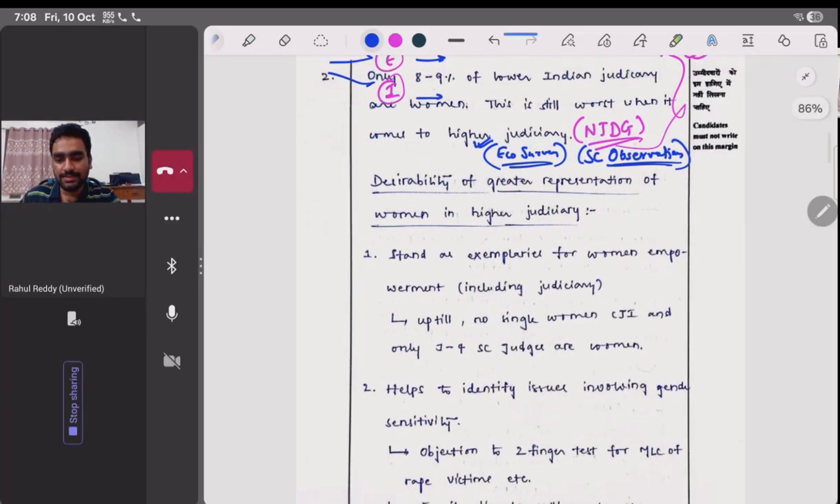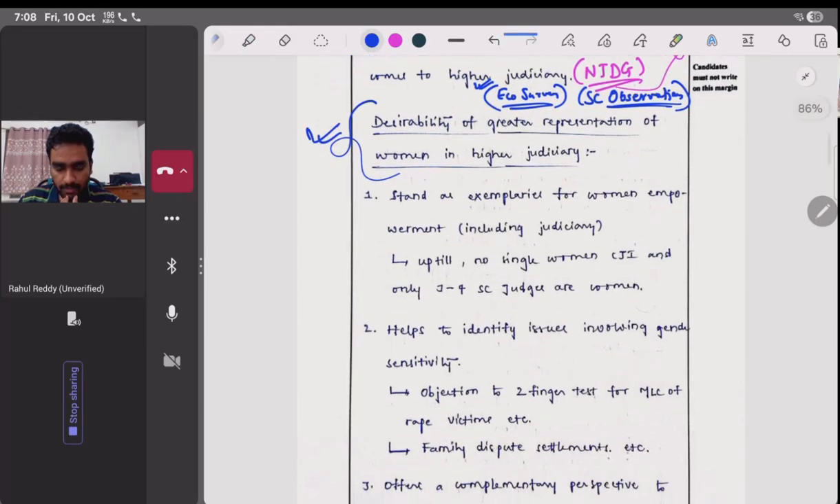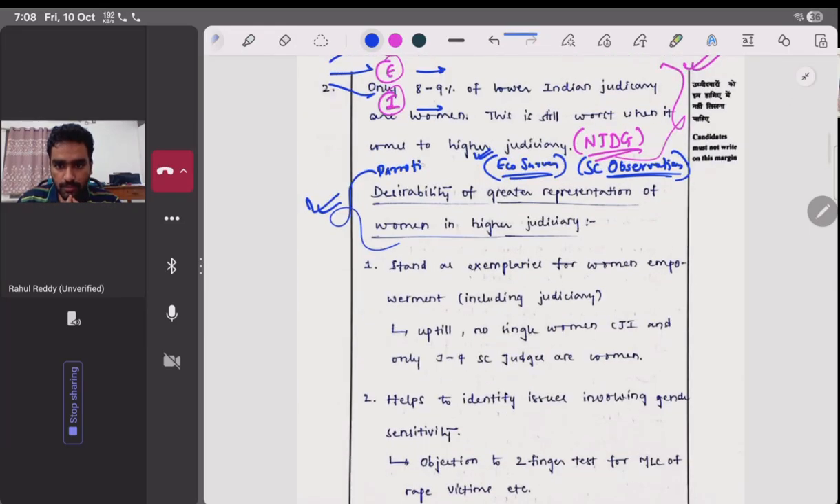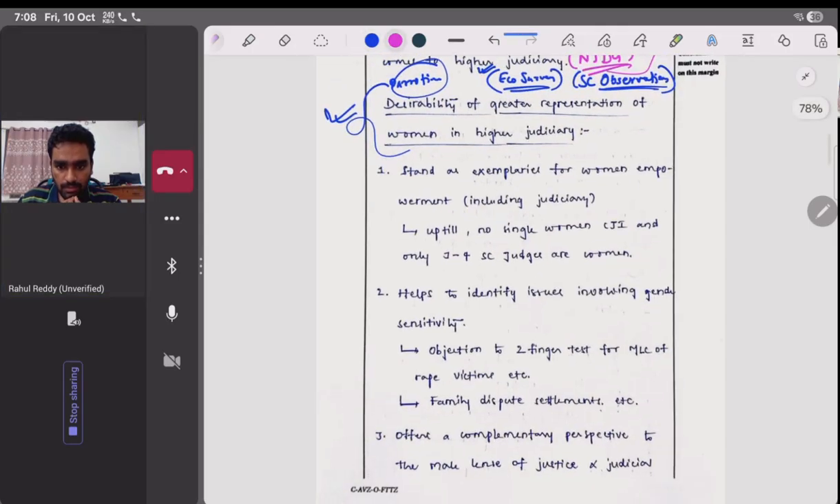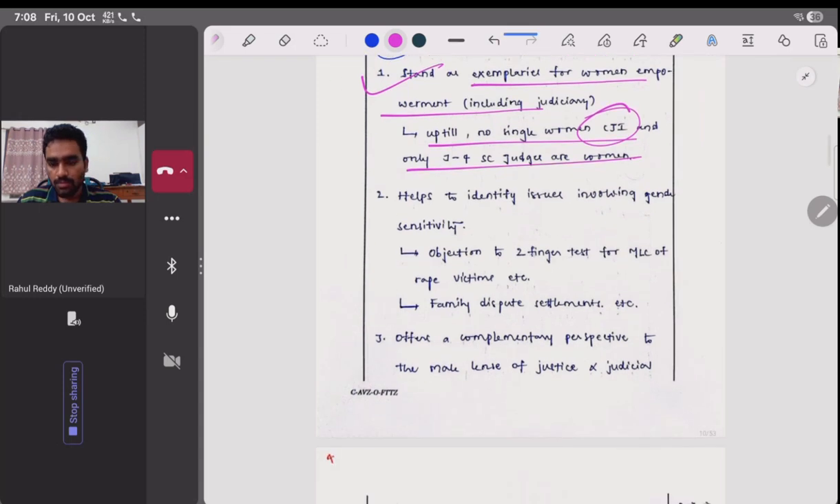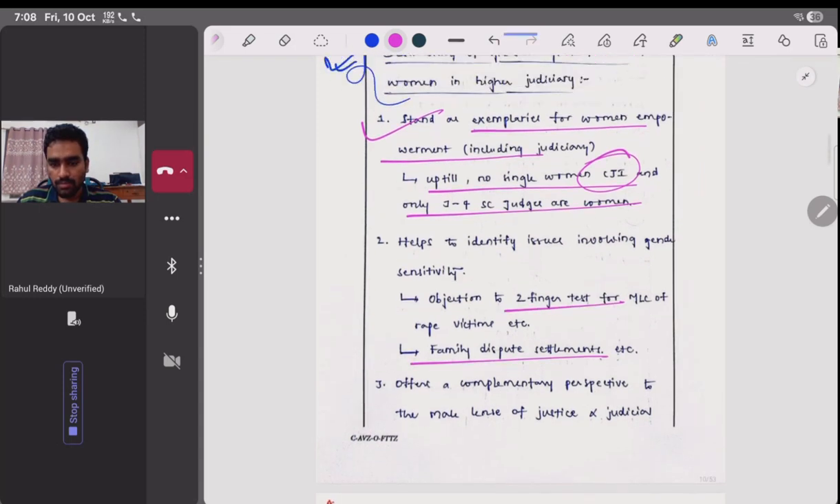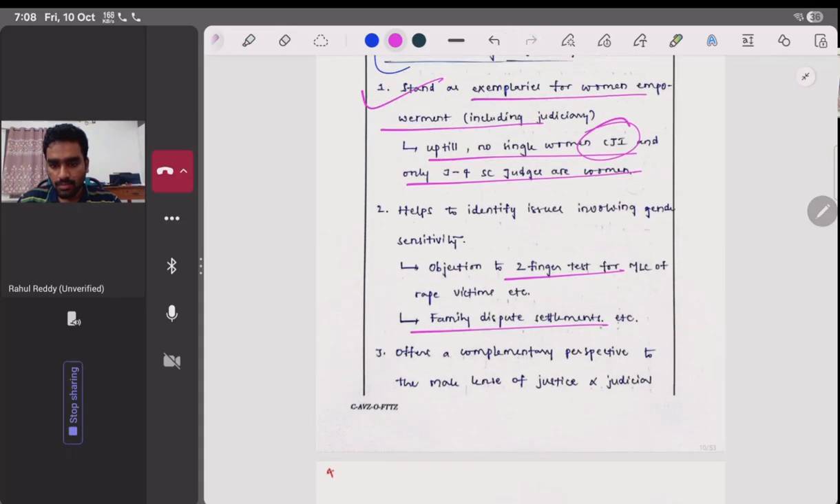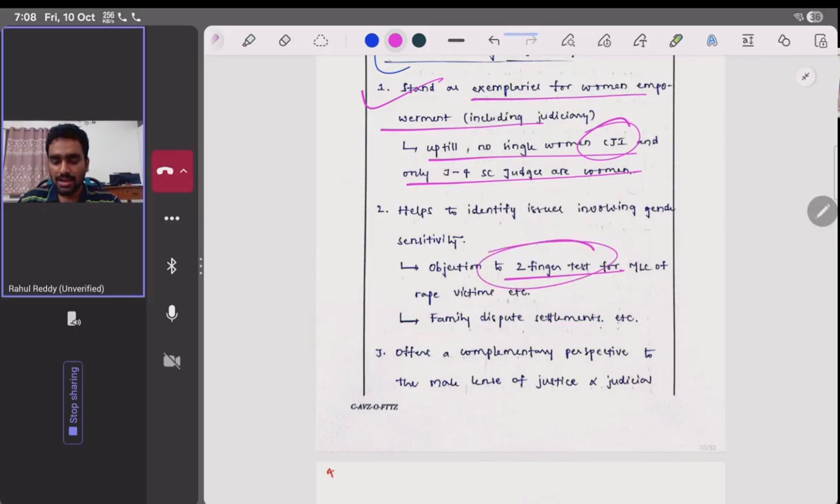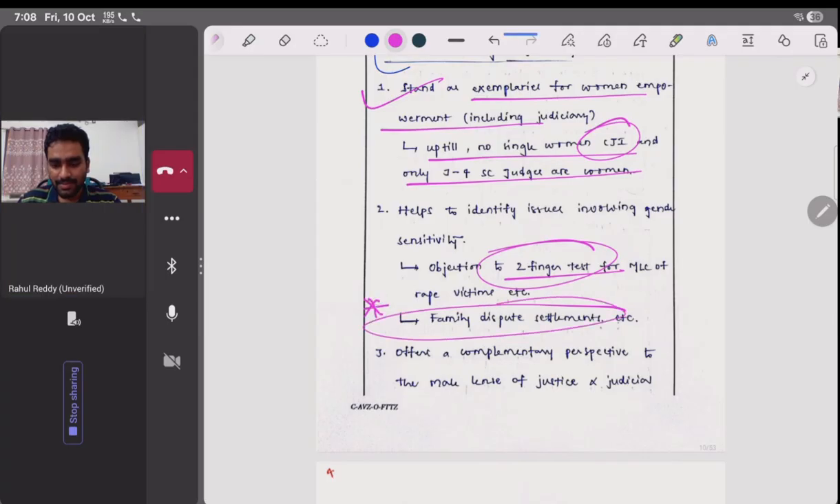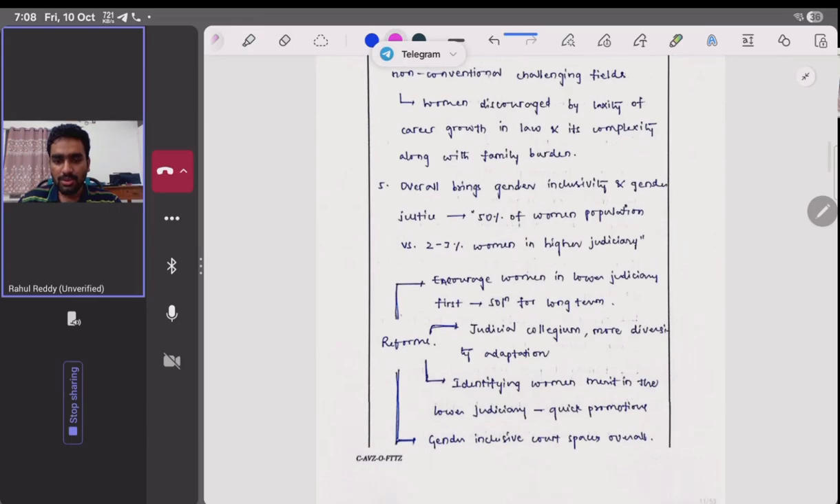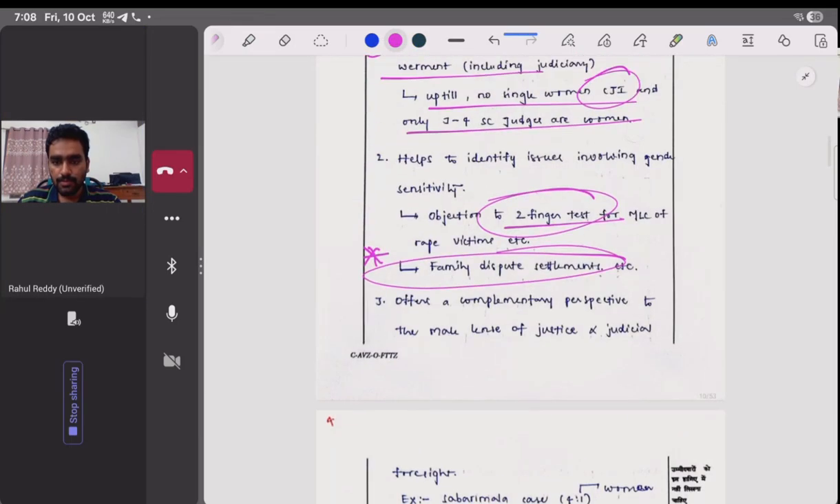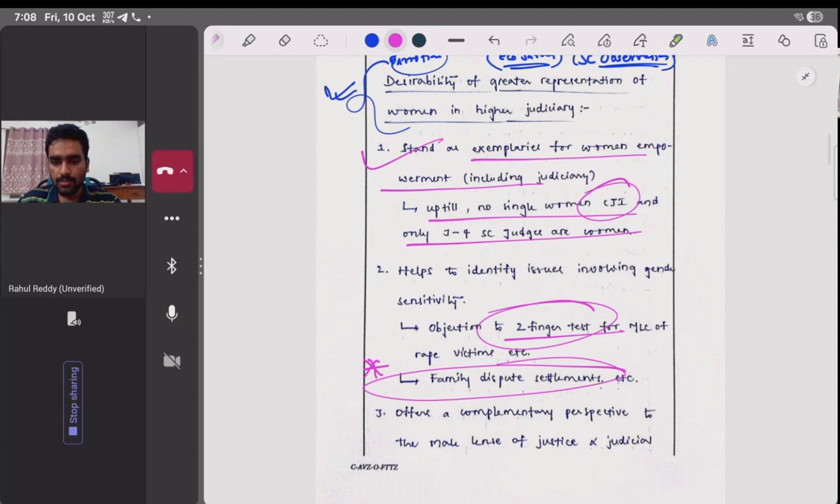Then desirability of greater representation, it is good that you have written whatever has been asked. That is parroting. Now, we will not focus much on content. Standards explain exemplary for women empowerment, including judicially, up till now no single woman CJI. Then objection to the two finger test. Here you are mentioning examples, you are substantiating, but you are substantiating with more than one example: two finger test and family disputes. If you are substantiating with many examples, you will have less time for other things. So substantiation should be there, but you should limit those examples.